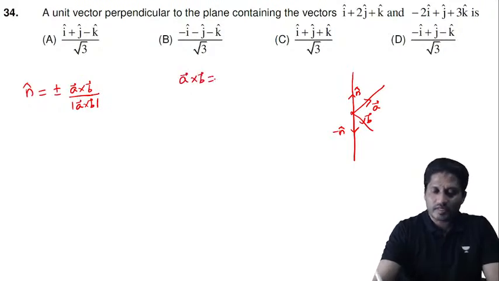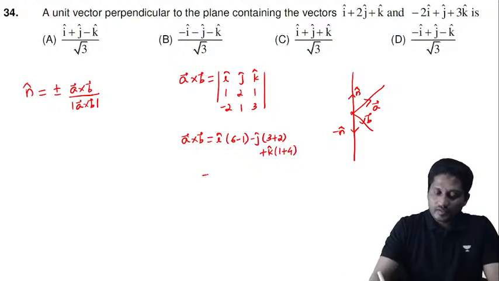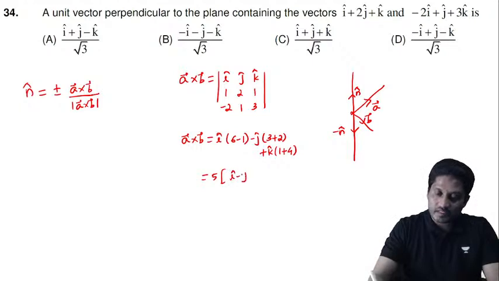A cross B is equal to the determinant. You get components of i, j, k. Components of A is equal to 1, 2, 1, and components of B is minus 2, 1 and 3. Now A cross B is equal to i into, delete first row first column, you get 6 minus 1. Delete first row second column, you get 3 plus 2, plus k into first row last column, you will get 1 plus 4. That is equal to, I'm going to take 5 common. So you will get this as i minus j plus k.